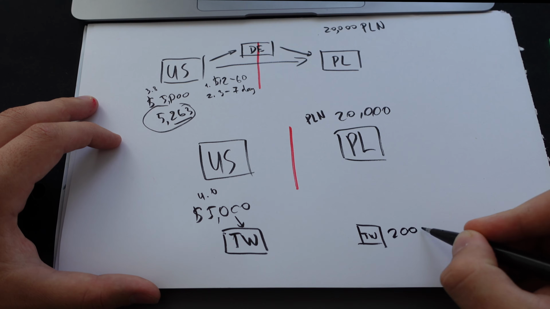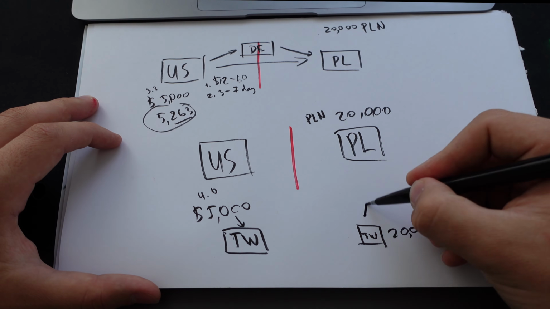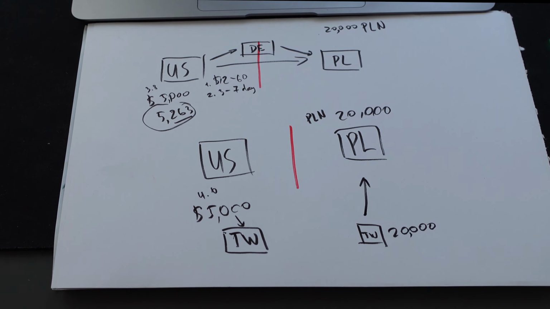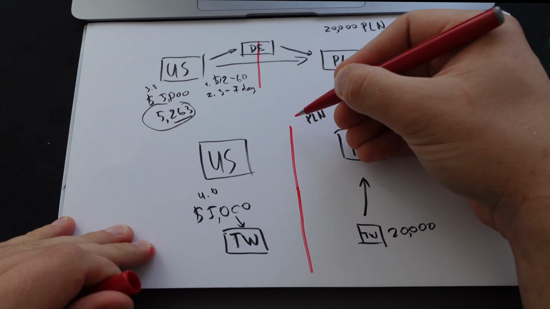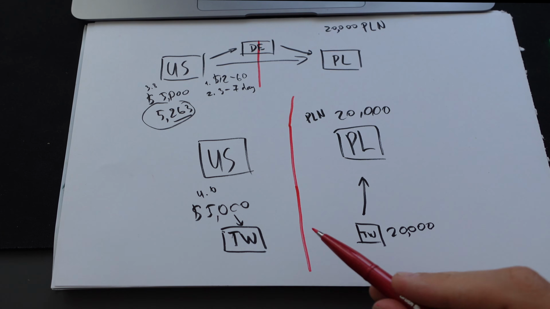So it will be 20,000, right? They will send to your account. And as you can see with that situation, let me increase the line. With that situation, we didn't cross the line.